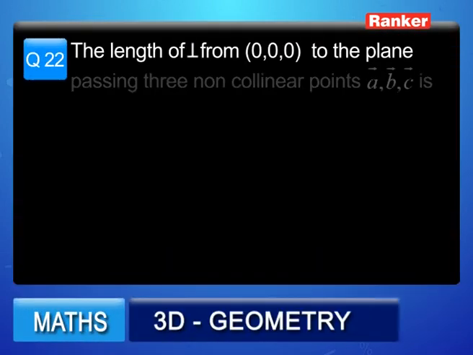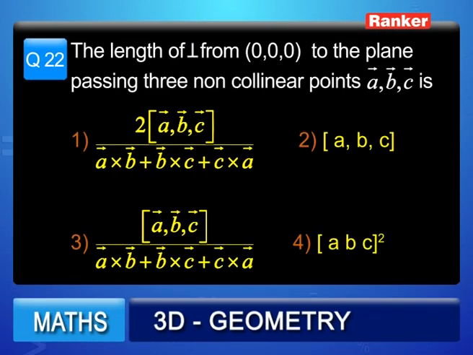Let's move on to the next question. Question number 22. The length of the perpendicular from origin to the plane passing through three non-collinear points whose position vectors are a bar, b bar, c bar is, first option, modulus of 2 into box of ABC divided by a cross b plus b cross c plus c cross a. Second option, box of ABC. Third option, modulus of box of ABC divided by modulus of a cross b plus b cross c plus c cross a. And fourth option is box of ABC vectors square.